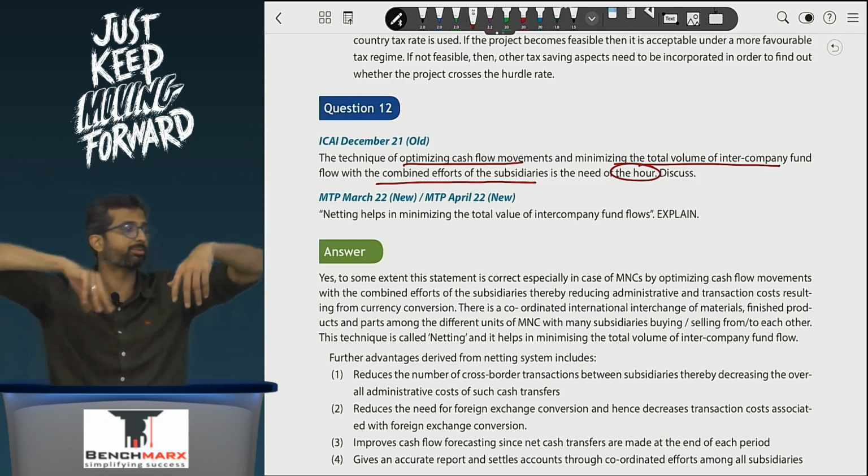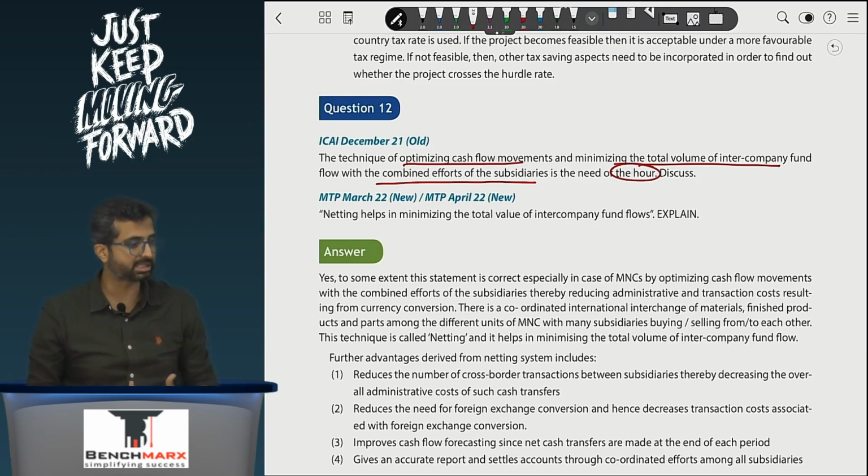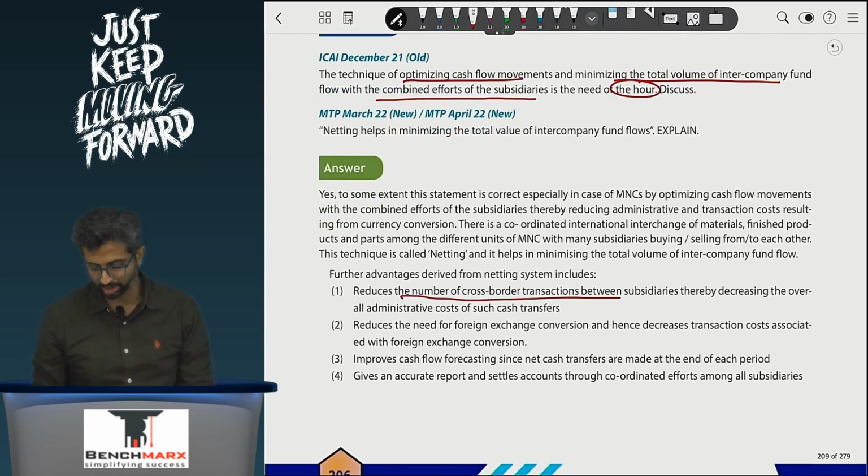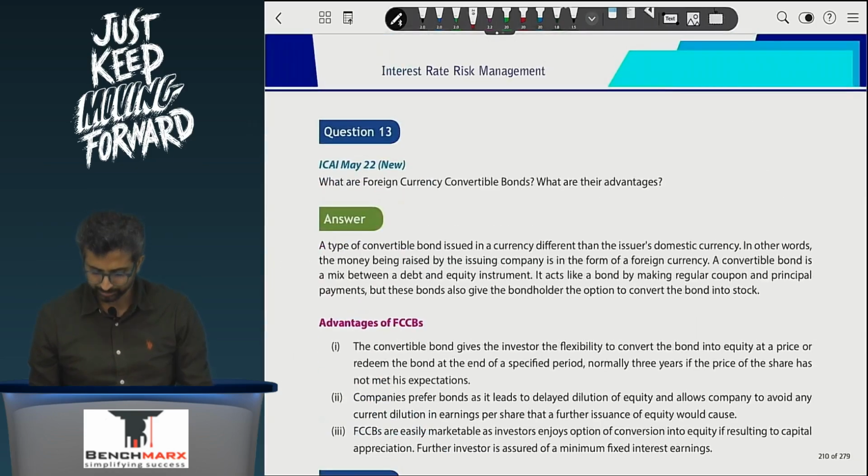to US, there may be so much bankers charges etc. which is unnecessarily being incurred, and as a result, we would say we want to reduce the number of cross-border transactions, reduce the need for foreign exchange conversion, improve cash flow forecasting, and try to get an accurate report.